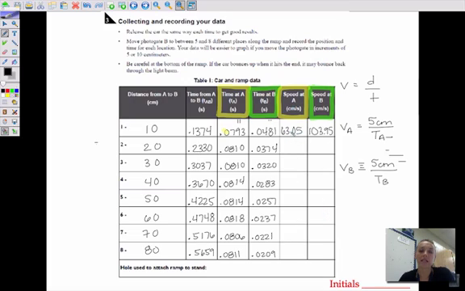You might notice that this column is pretty similar, and I want you to think to yourself why that could be. But the speed at B should gradually increase, and you're going to try to figure out the relationship between time and speed. When you're done with this table, you need to get my initials at the end.